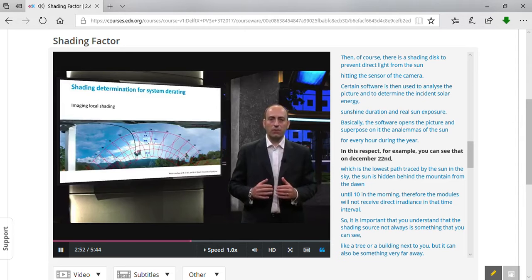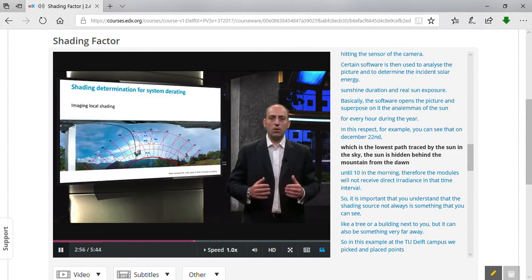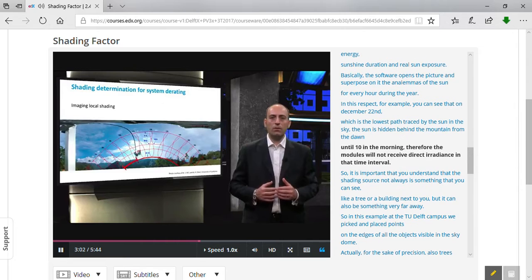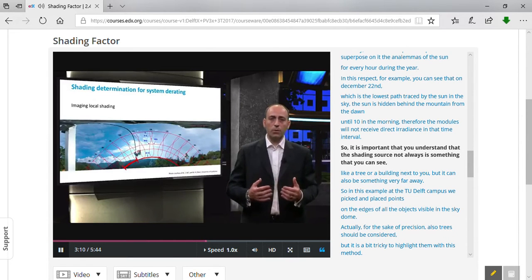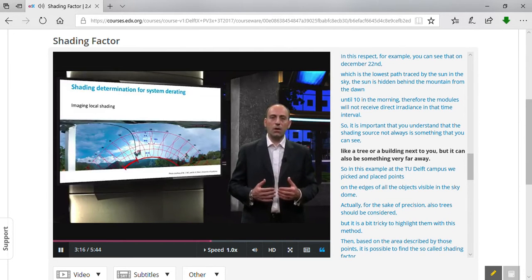In this respect, for example, you can see that on December 22nd, which is the lowest spot traced by the sun in the sky, the sun is hidden behind the mountain from dawn until 10 in the morning. Therefore, the modules will not receive direct irradiance in that time interval. So, it is important that you understand that the shading source is not always something that you can see, like a tree or a building next to you, but it can also be something very far away.